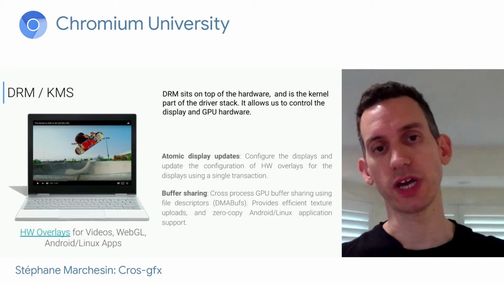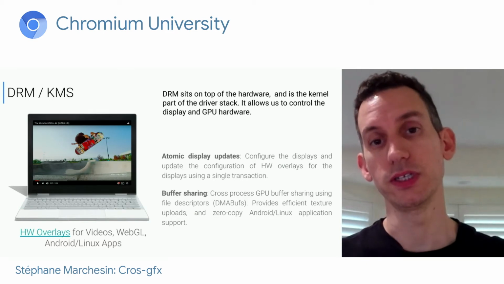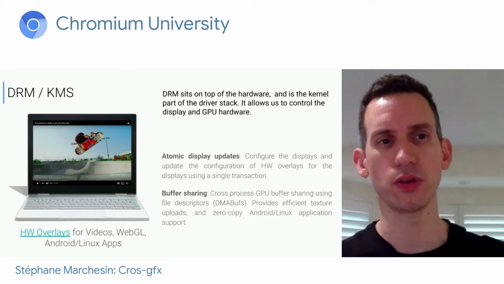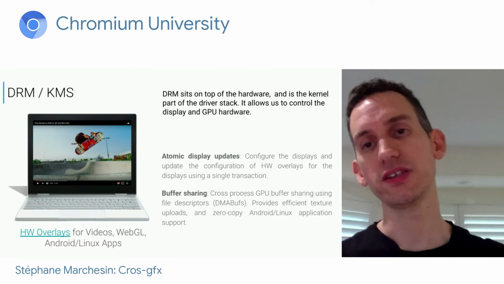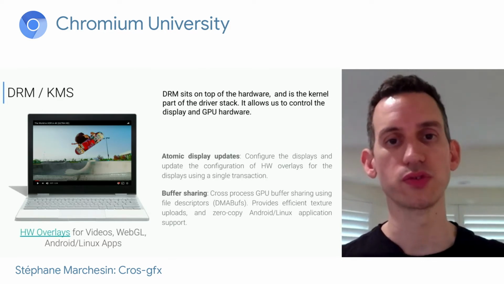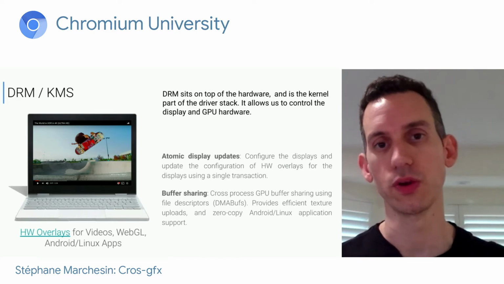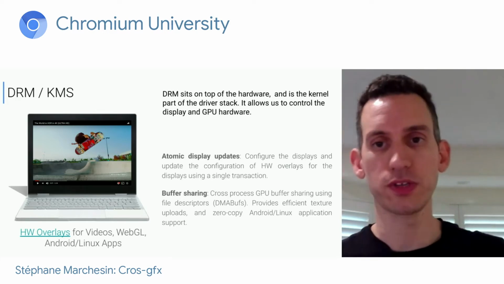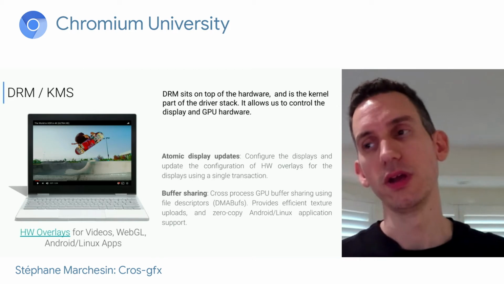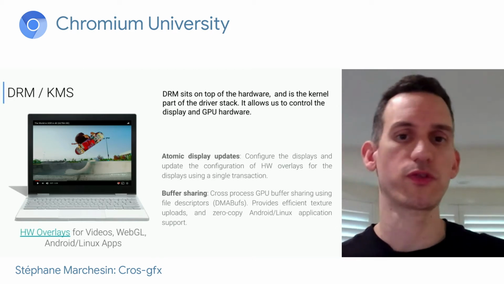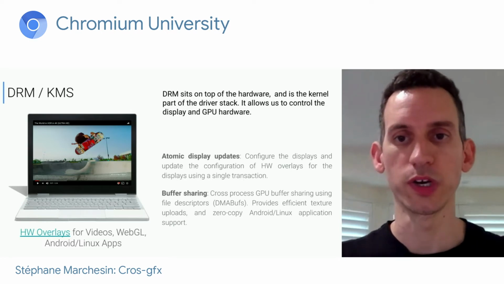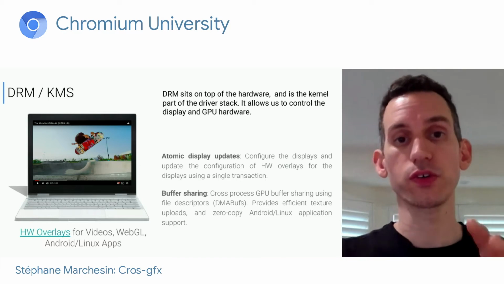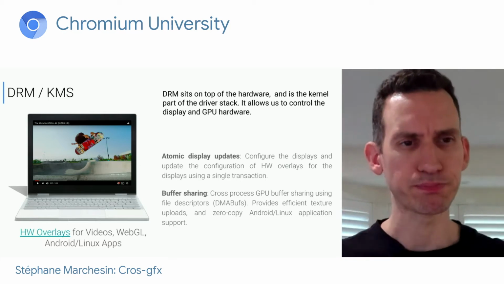DRM stands for Direct Rendering Manager. It's not to be confused with digital rights management, which has nothing to do with that. It is an API that allows user space Linux applications to control the display, submit commands to the graphics hardware, right? This term DRM will be used throughout the slides, and you'll probably find it everywhere when you work on Chrome OS graphics. So it's important to know that it always refers to this kernel API.